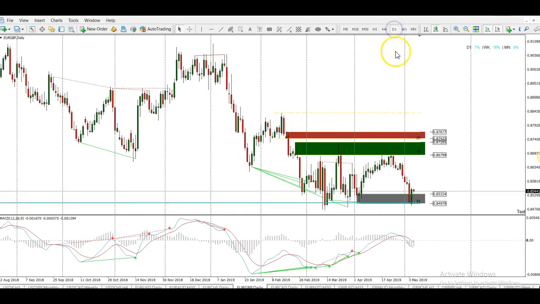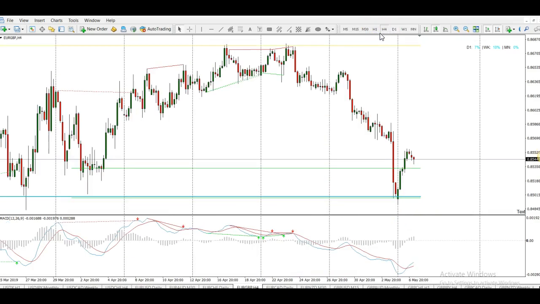Euro British pound. Okay, so this is another trade we talked about last week. We're waiting for it to come down here, down into these zones down here, and it did on Friday. And yesterday we got the signal on the open market. You can see a nice drop down on Friday.